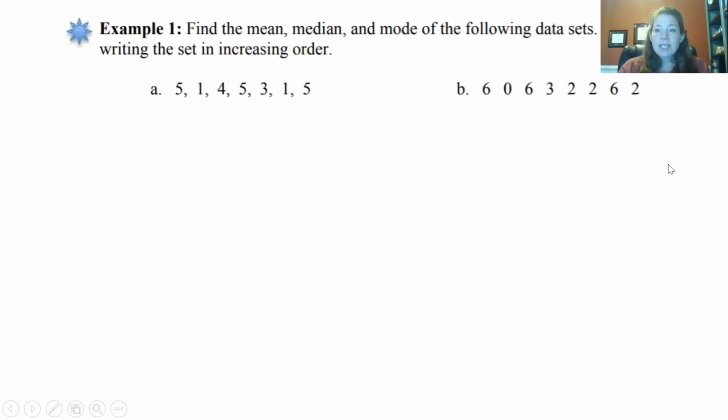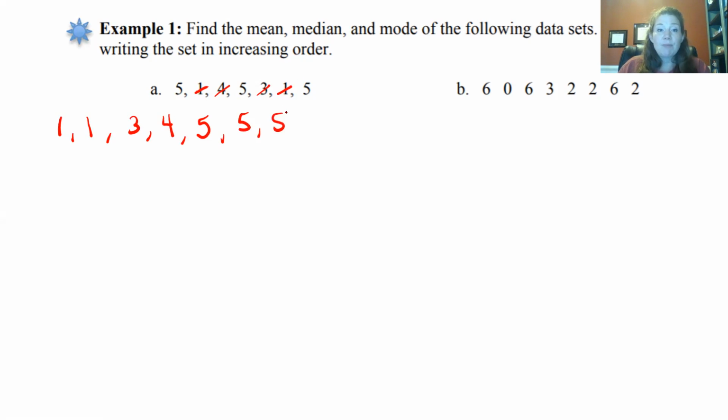All right, so getting started here. We have two sets of data and we are going to find the mean, median, and mode of both sets. So just to be consistent, let's go ahead and put them in order from least to greatest. So on letter A, it looks like I have two 1s. No 2s, I have a 3. I have a 4. And then it looks like I have three 5s.